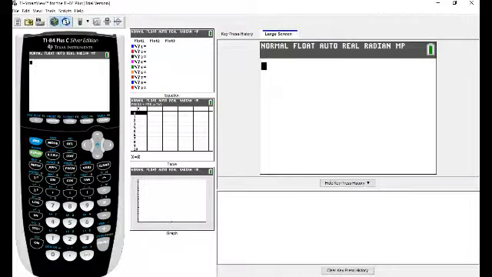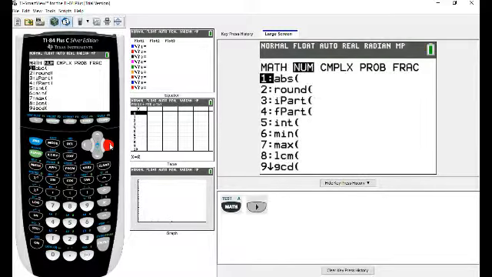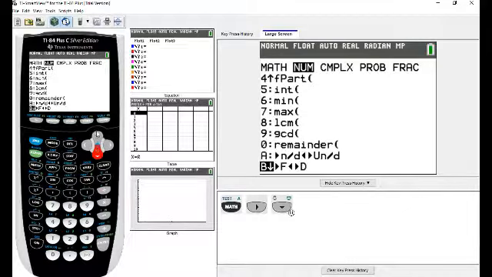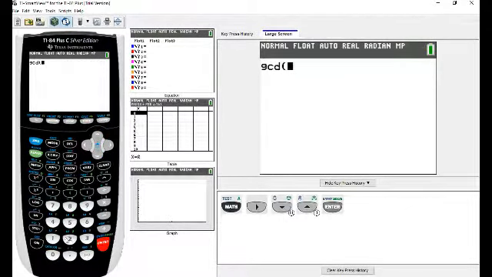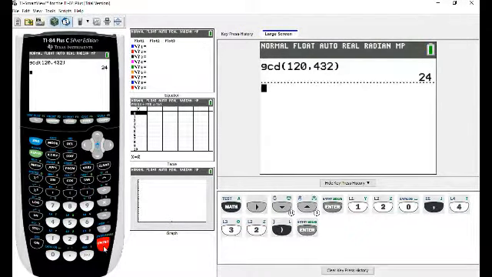Now let's go to our TI and select Math and arrow key to the right to the number column, and then arrow key down or push 9 to get to GCD. Hit enter. Type in your numbers. 120, comma, 432, close parenthesis, enter. And there you have it.